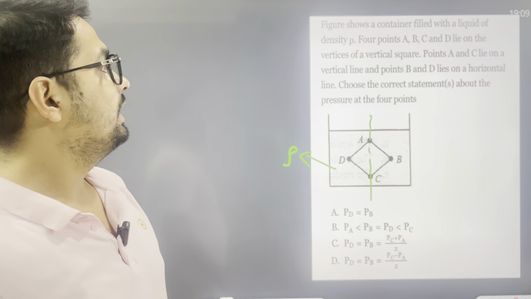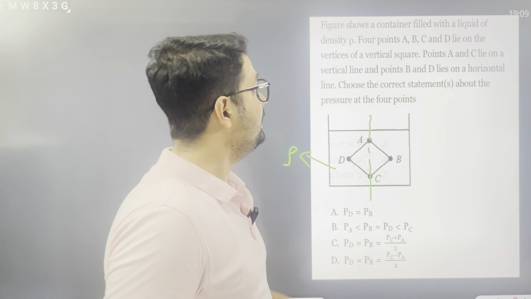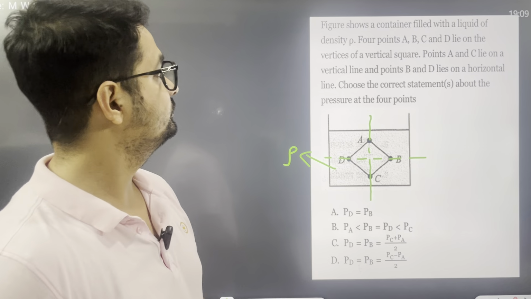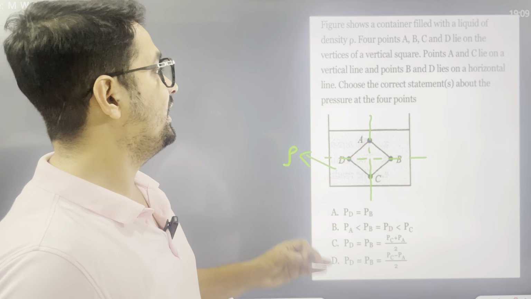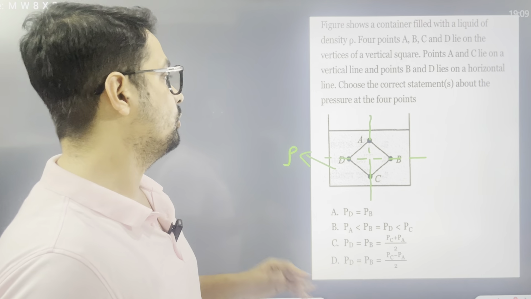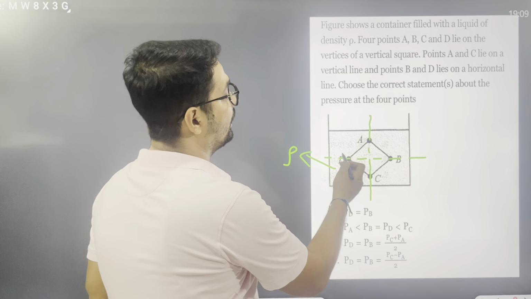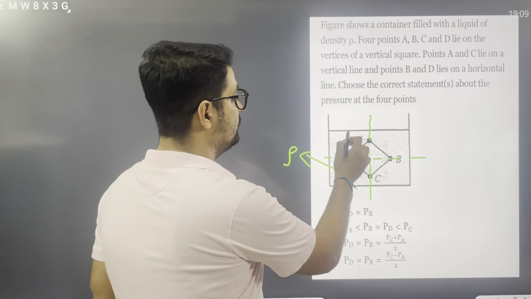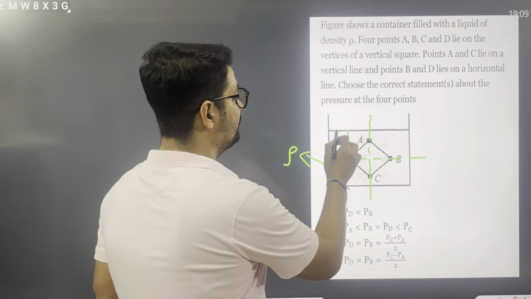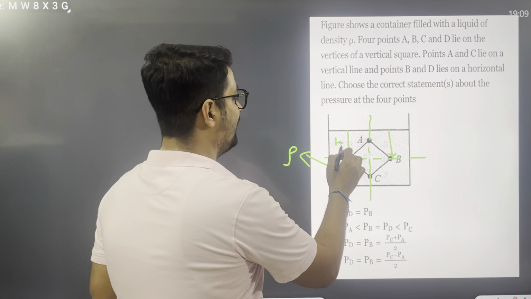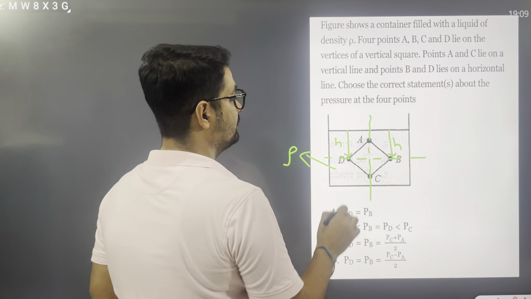Correct? And points B and D lie on the same horizontal line. Correct? Then choose the correct statement about the pressure at the four points. Just try to understand. Here, D and B, as they are on the same horizontal line, their depth from the free surface will be the same. Let it be H, then this is also H.